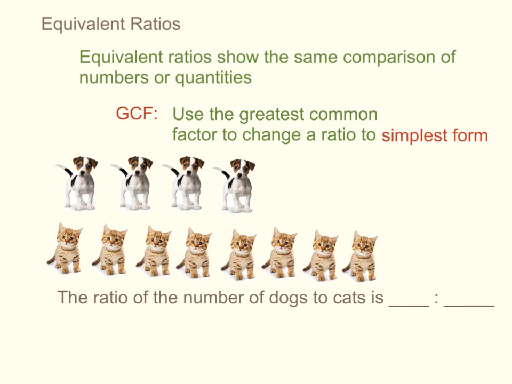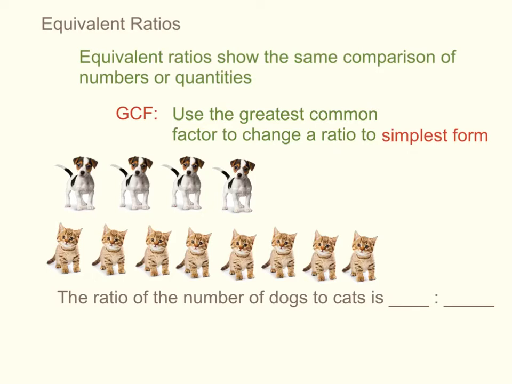We're going to look further at equivalent ratios today. Equivalent ratios show the same comparison of numbers or quantities. And you do that by dividing or multiplying those quantities to get your new quantity. And usually if you're going to simplest form, you use the greatest common factor, and then you divide both terms by that greatest common factor to get it down to simplest form.